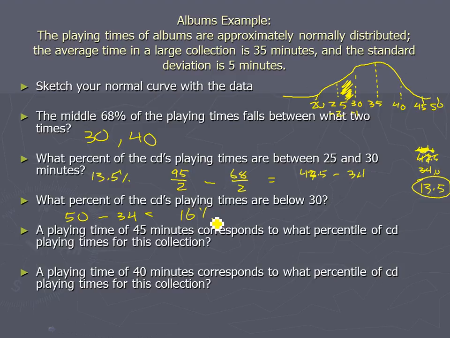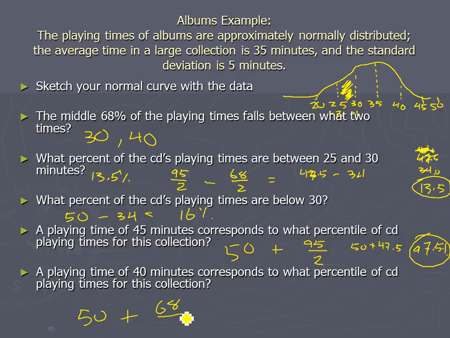Okay, a playing time of 45 minutes corresponds to what percentile? So 45 minutes, we know that 50% is going to be below 35, so I got that. And then I'm going to add, I know 95 is going to be 2 standard deviations. I'll take 95 and divide it by 2. That's 47.5. So 50 plus 47.5 would be 97.5. Did you guys get 97.5? Okay, playing times of 40 minutes corresponds to what percentile? Same thing. I'm going to just take 50%, which is below 35, and then I'm going to add the 68 percent divided by 2, which is 50 plus 34. I get 84. Did you guys get 84?